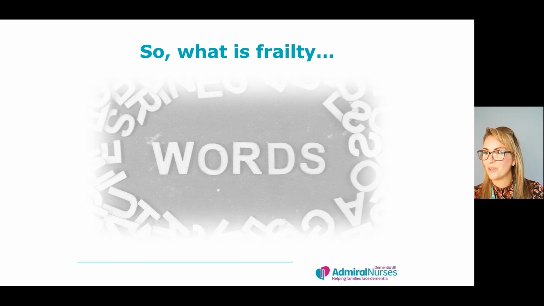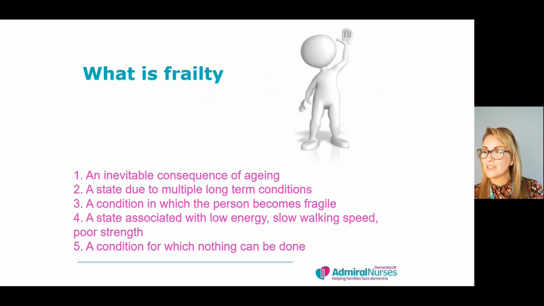Okay, so hopefully that's given you enough time to respond. So let's go with another question. What do you think frailty is? Is it 1, 2, 3, 4, or 5? Or is it all of these? Is it number 1, an inevitable consequence of aging? Is it number 2, a state due to multiple long-term conditions? Is it 3, a condition in which the person becomes more fragile? Is it 4, a state associated with low energy, slow walking speed, and poor strength? Or is it 5, a condition in which nothing can be done?